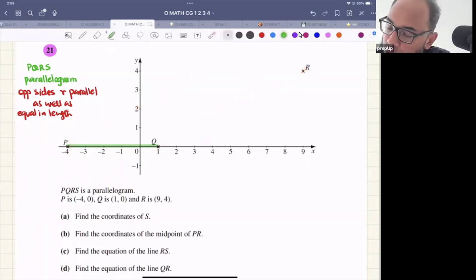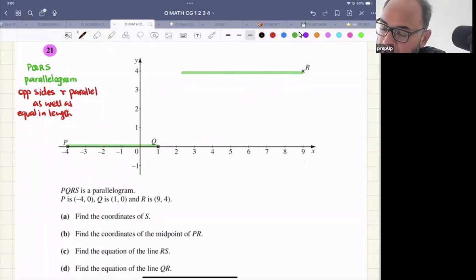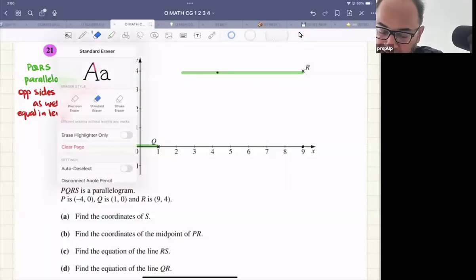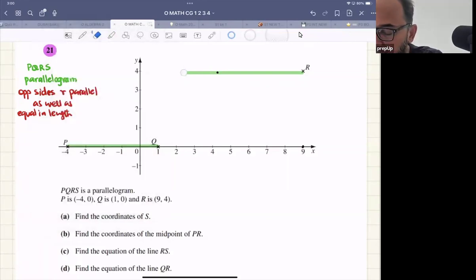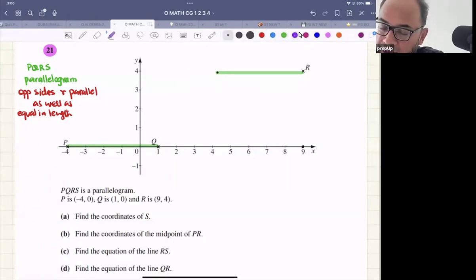That means let me draw a line 5 units length going this way. Let me draw it bigger and I'll stop at 5 units. So the coordinate of R is (9, 4). So this is 9 over here. So 9 minus 5, that should come out to be 4. So let me stop over here and let me use a precision eraser. And let me just go like this. And that's how it's drawn. So therefore, the other two lines that will be joining would be something like this.